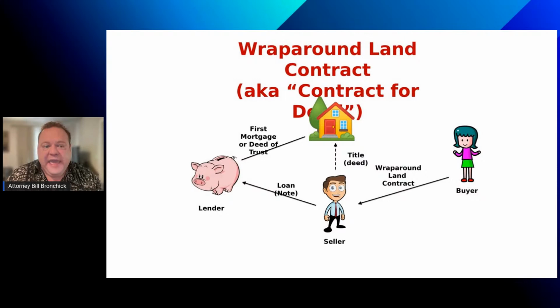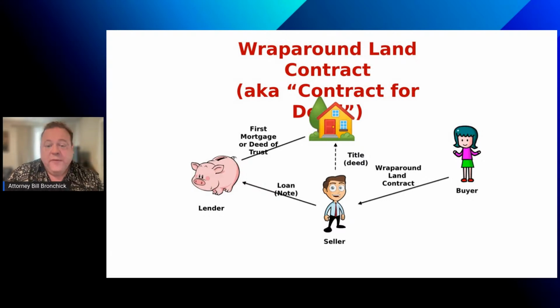So when you pay off that car loan, they give you the title, and now you own the property. I mean, the car. Likewise, with a land contract, in this case, the seller would keep title, the deed in his name, and sell to the buyer on a wraparound land contract or contract for deed. The buyer makes payments to the seller monthly. The seller makes payments on his underlying loan, which is less, and he collects the spread.